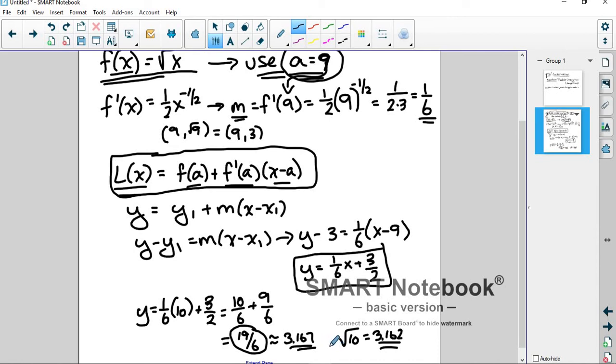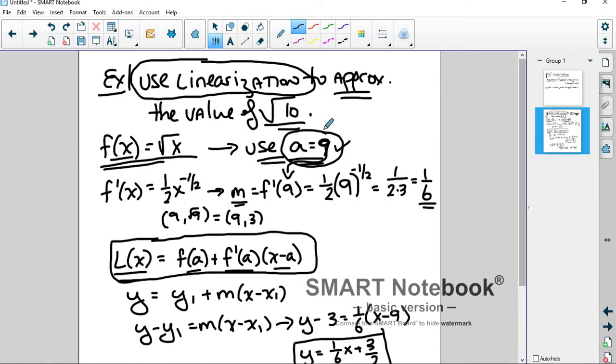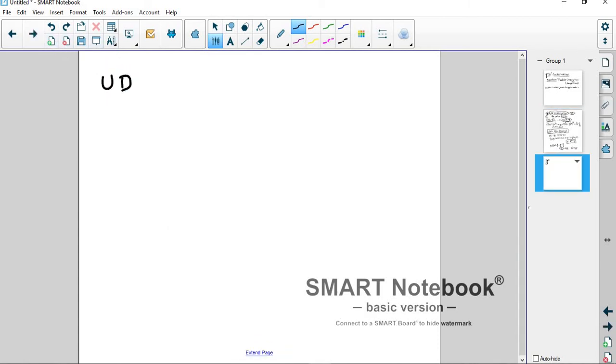So that's how we do linear approximation. I have to either give you the a, or it has to be pretty obvious for you to do that, and then you just do this process, all right? So let's have you do one, and I'll give you the information.